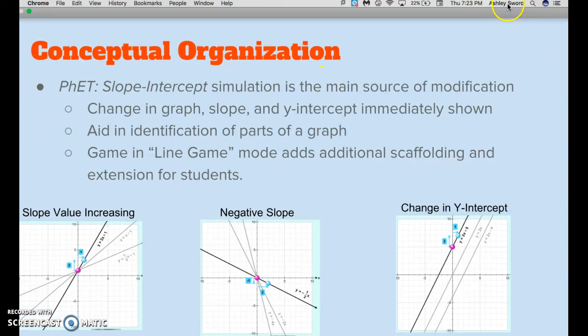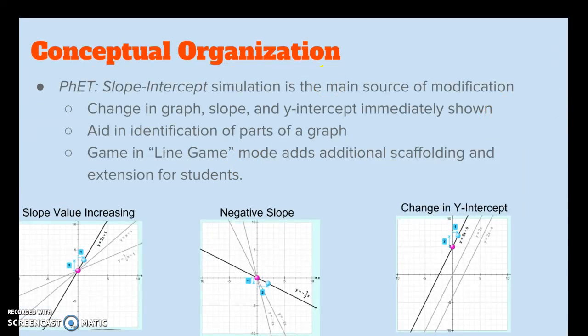The PhET activity is an example of modification during the unit because students are able to see a change in a graph immediately after changing the slope or y-intercept. Through the use of online simulations, students are able to identify and graph parts of an equation through online manipulation, which provides them with immediate results. They are able to make observations about the slope, y-intercept, and how it directly affects the graph. This leads to an increase in student discussions in regards to noticeable patterns.